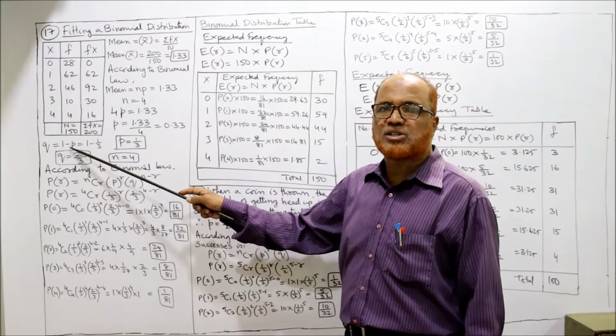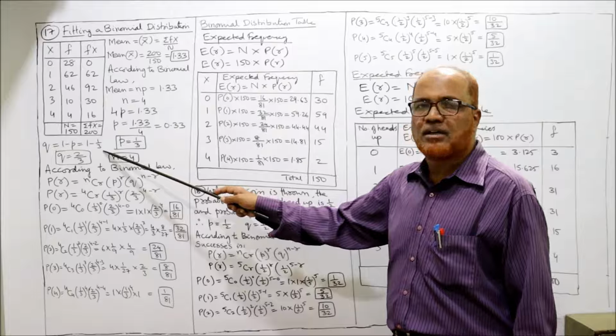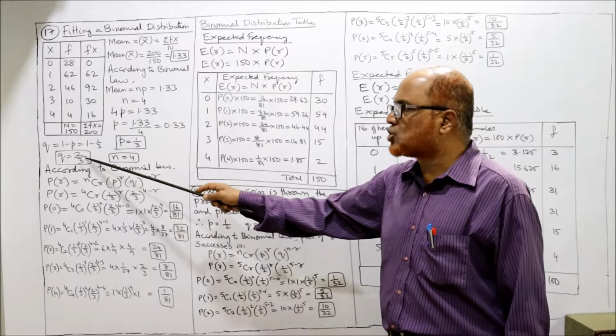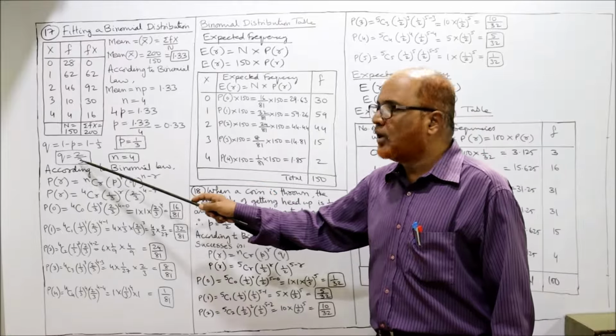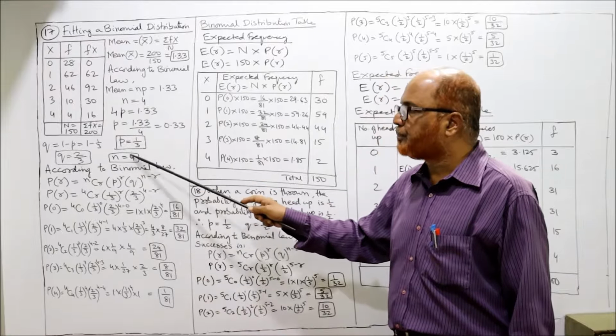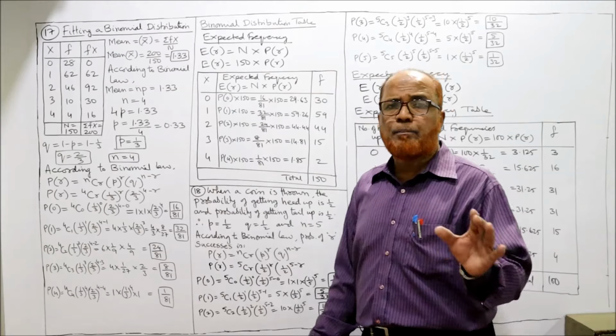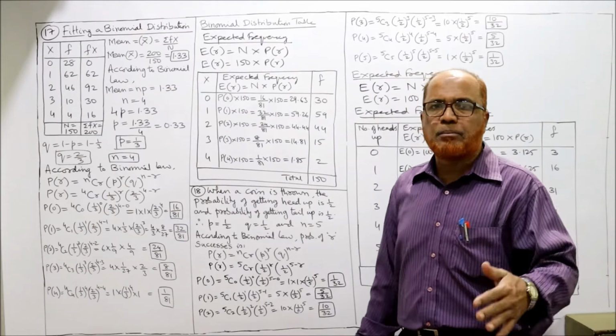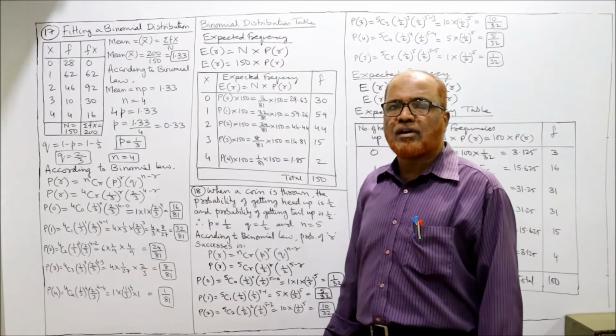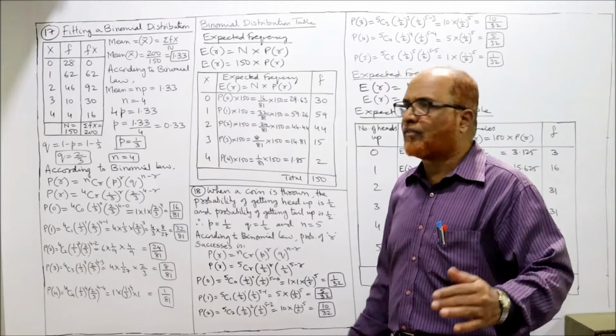Q is nothing but 1 minus P. So 1 minus 1 by 3. 1 minus 1 by 3 is 2 by 3. So we got the value of P, we got the value of Q and N. N is 4. That's all. The main parameters which are required for binomial distribution we are having N, P, Q. Now we can find out the probability of P of 0, P of 1 like that.